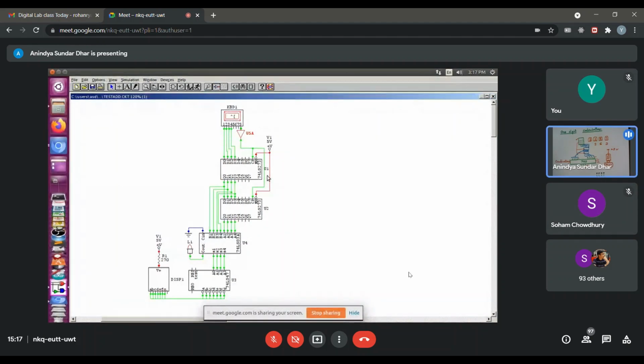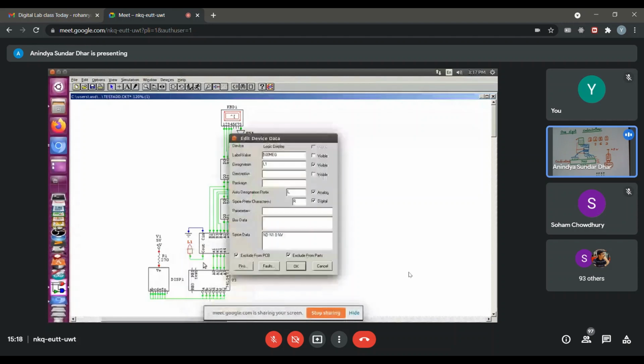Okay, that is that LED. I think if you look into that display, you will find that there is a possibility of connecting an LED or a logic probe to that. So I have just connected to that. So let me see device data.